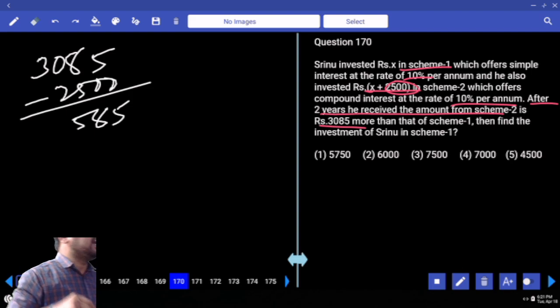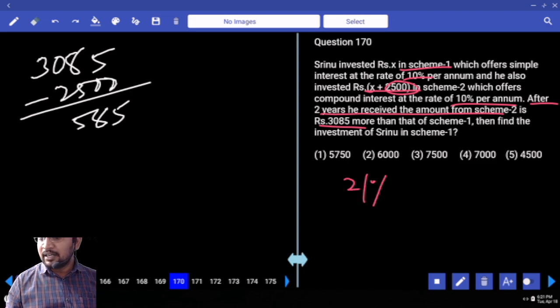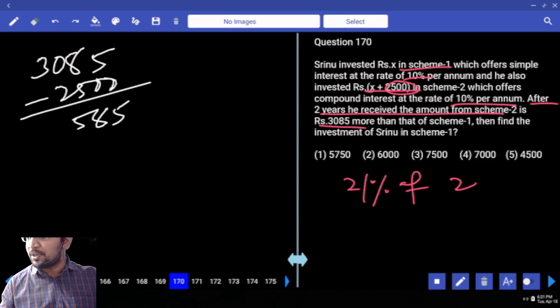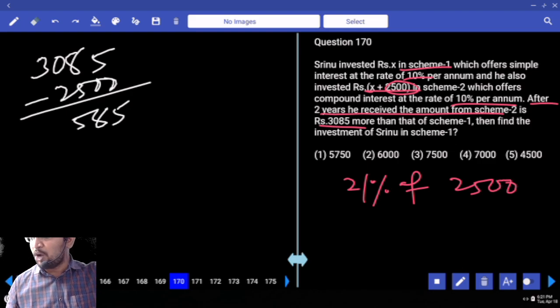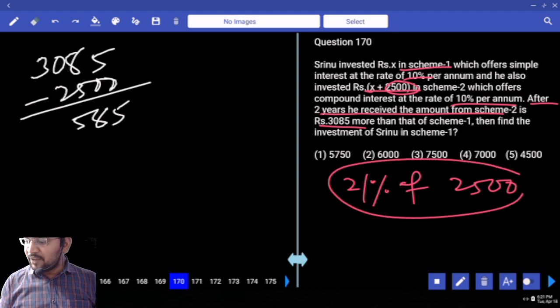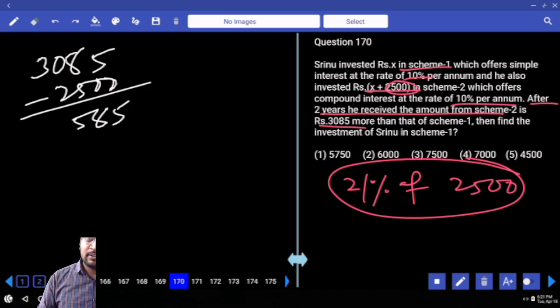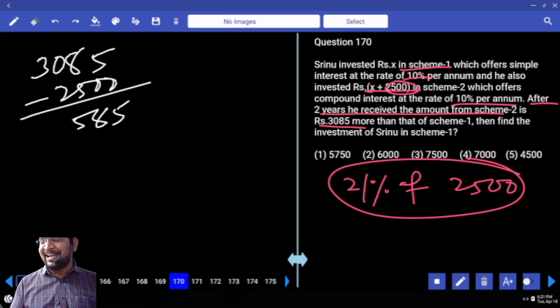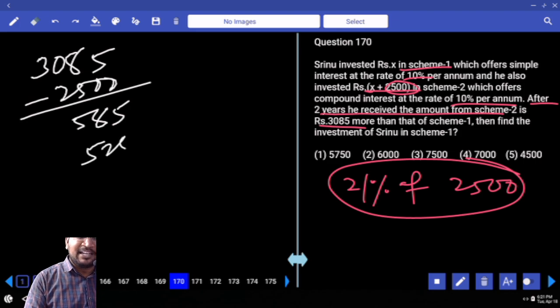Second one is compound interest. 10% for 2 years compound interest is 21%. Now 21% of the extra, how much? Don't look at X. See only the extra. Comparatively, scheme 2 has 2,500 extra. So 21% of 500 is 525. Difference is 60.